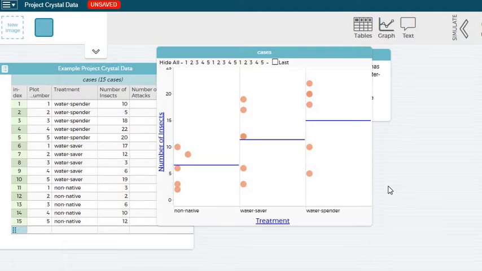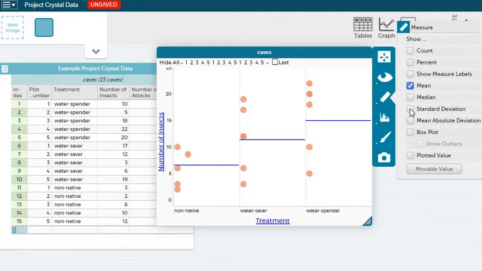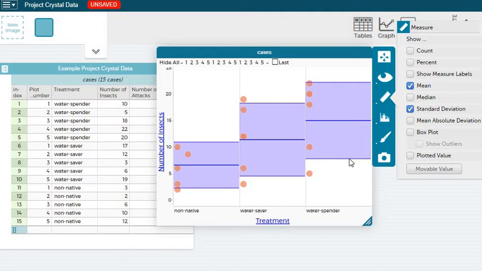To add a standard deviation to this graph, you can go back to the little toolbar and add standard deviation. This creates lines above and below our mean that are 1 standard deviation away. It gives us a visual idea of how spread out the data is. And as you can see, our standard deviations are pretty big.